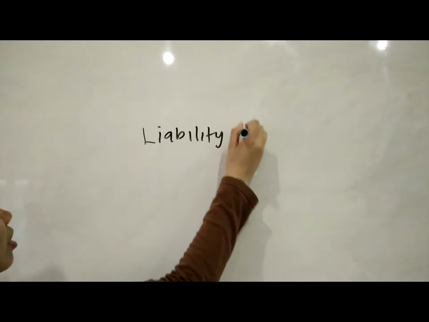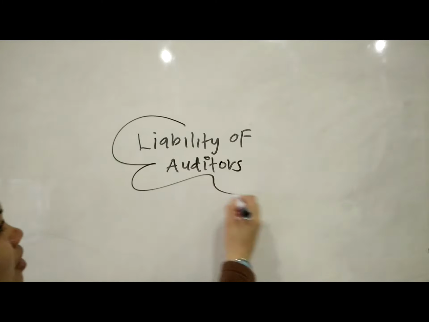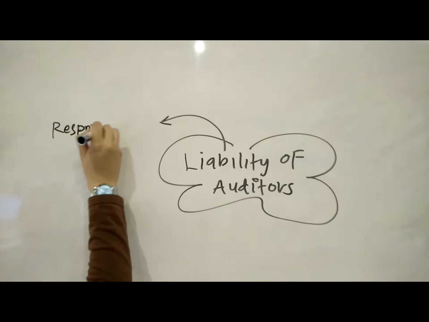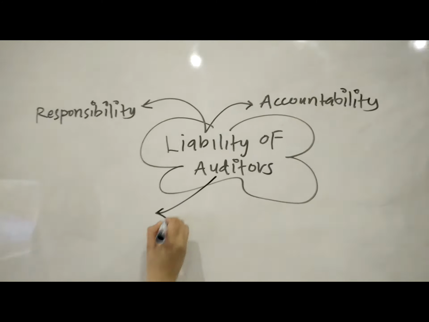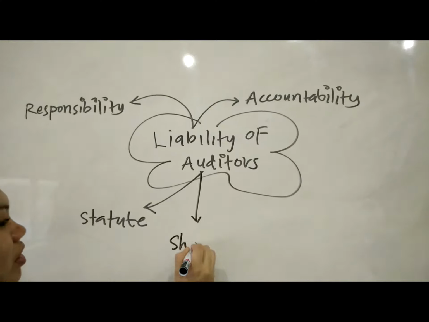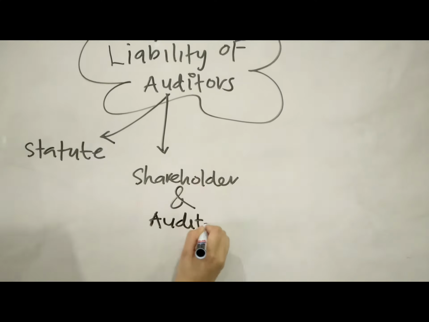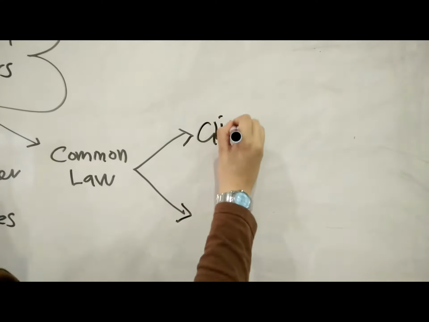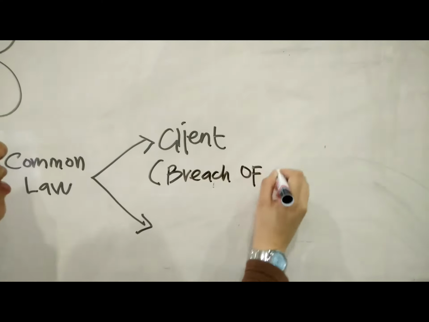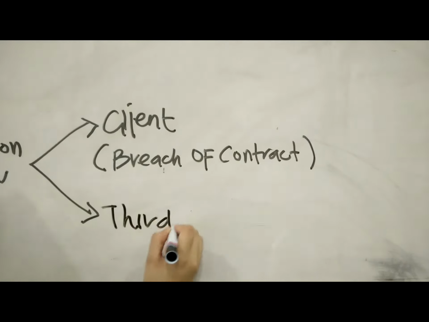Hello guys, today's topic is liability of auditors. First of all, liability here refers to responsibility or accountability, which can be divided into four parts. First, liability to statute, to shareholder and auditors, to common law. Under the common law, there are liability to clients and liability to third parties.